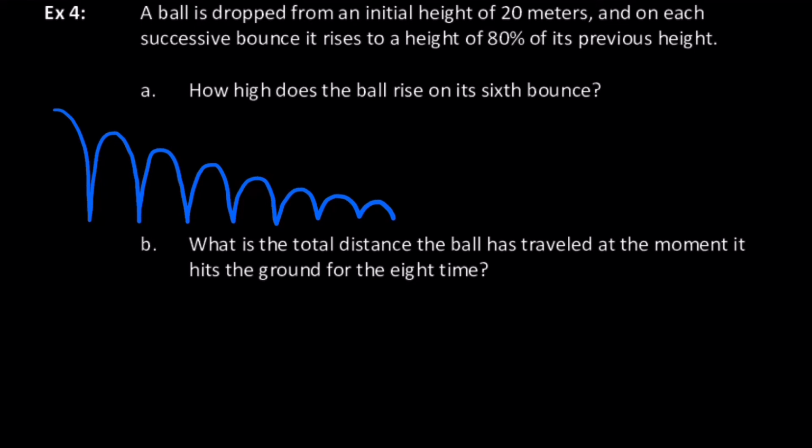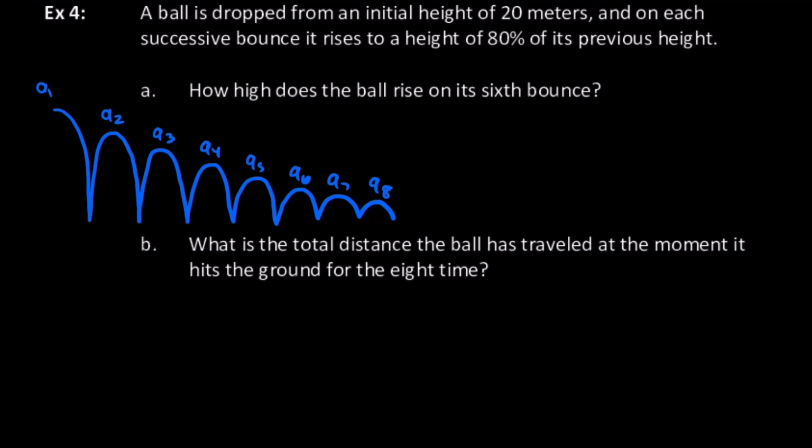All right, so there's a couple ways you can approach this. What is a bounce? A bounce, in my opinion, is when it hits the ground. So how high does the ball rise on its sixth bounce? So what I did here is I designated this as A sub 1. And then I did that as A sub 2, A sub 3, A sub 4, A sub 5, A sub 6, A sub 7, A sub 8. So the A represents the height of the ball. And there's a couple different ways you can do this. It just depends on your frame of reference.